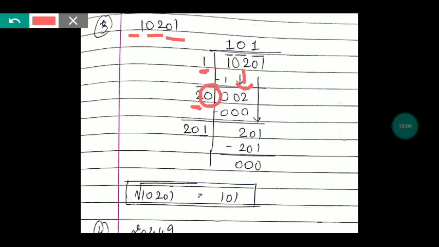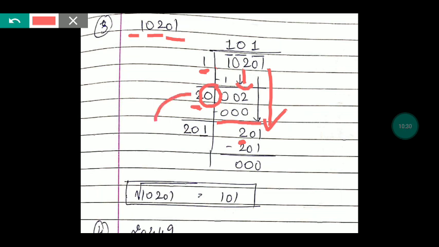Now I will explain. 20 into 0 becomes 0. So we write 0. So minus 0, 0, 0. And the remaining, when you do the subtraction, becomes 2. Also bring the last group down, 01.